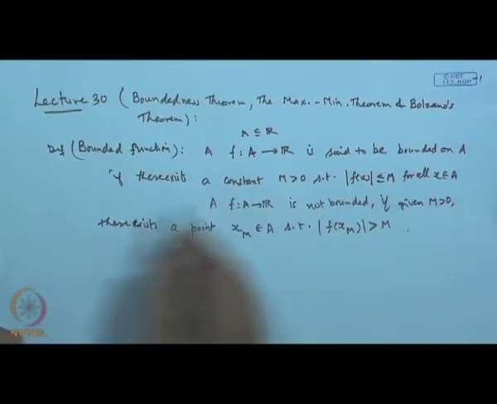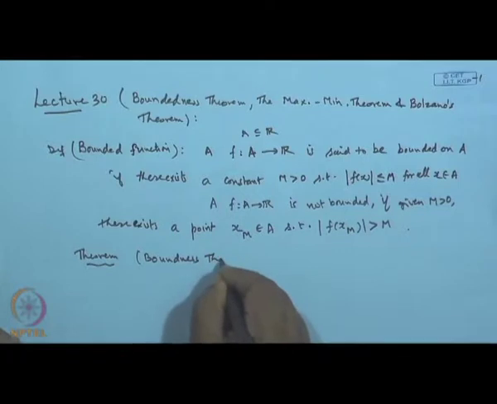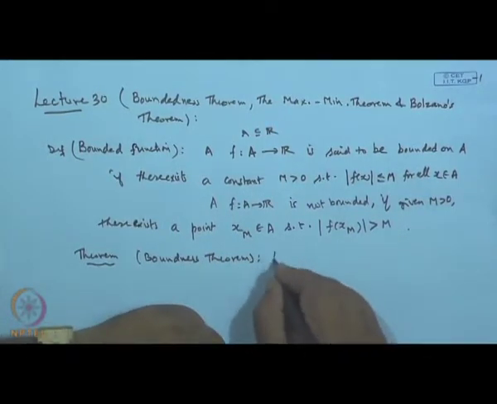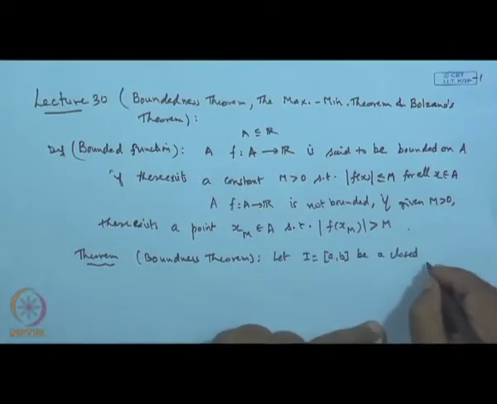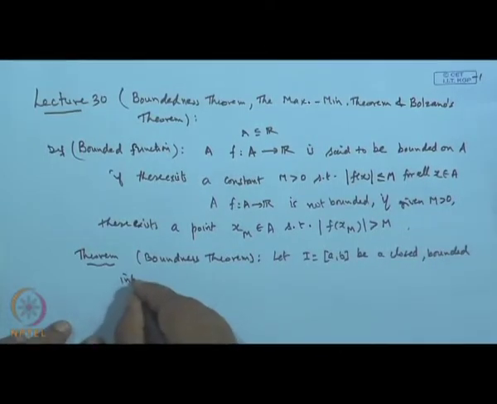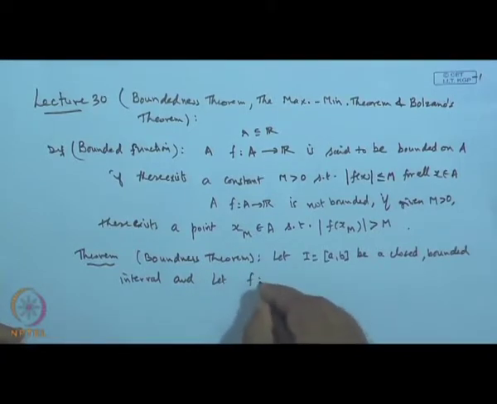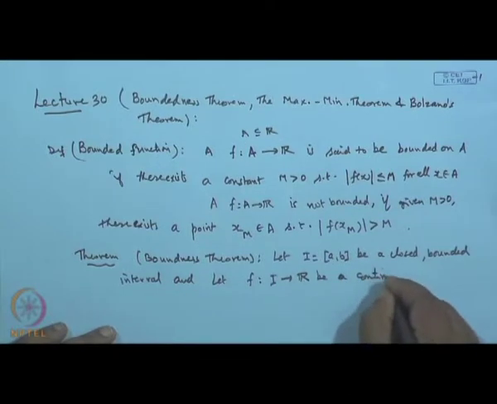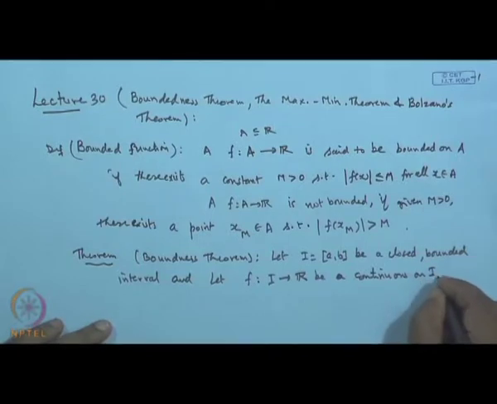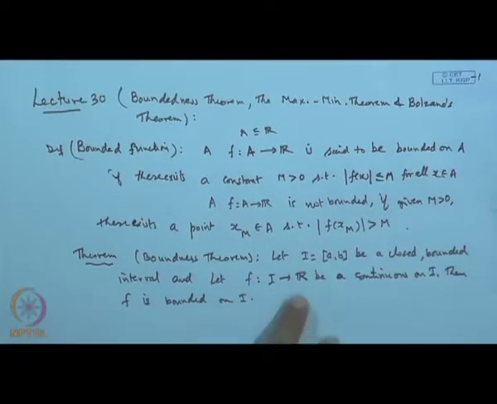Okay. So, this we have already discussed. We now want the result, the theorem known as the boundedness theorem. The theorem says: let I be a closed bounded interval, and let f be a function from this closed bounded interval to R, a continuous function on I. Then f is bounded on I. So, every continuous function on a closed bounded interval will be a bounded function. That is what it says.